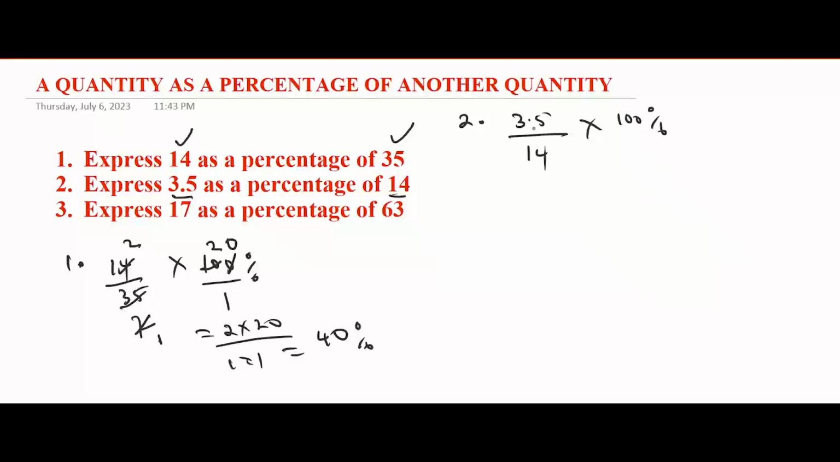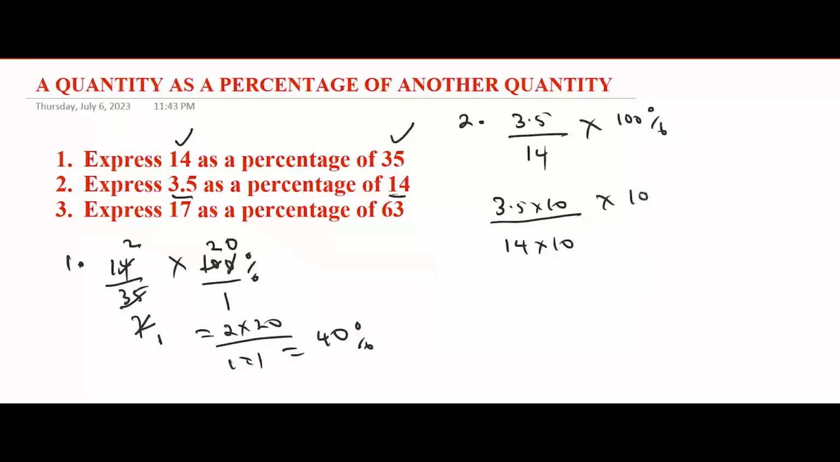Okay, so now we need to make the numerator a whole number. That means we need to multiply by 10. That is when the decimal point will shift forward to become 35.0. So we're going to have 3.5 times 10, and we have to do the same thing to the denominator. That will be 14 times 10.